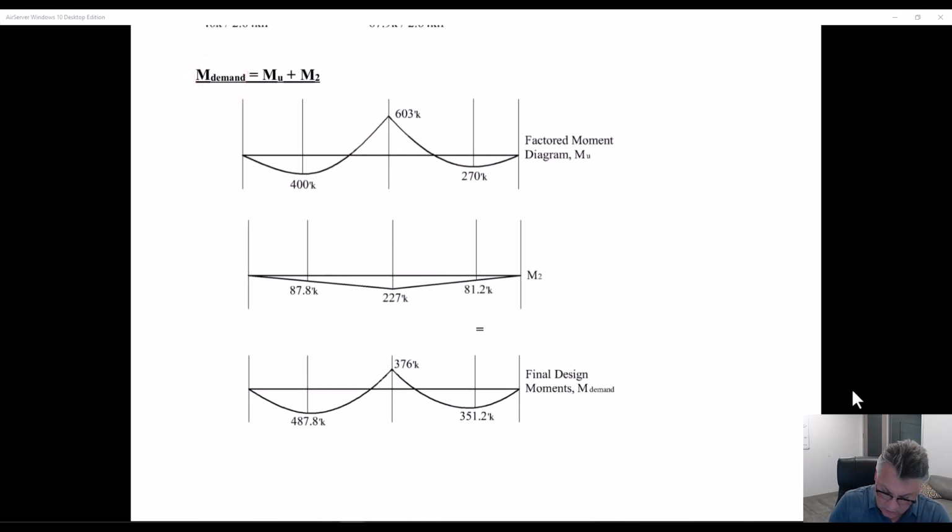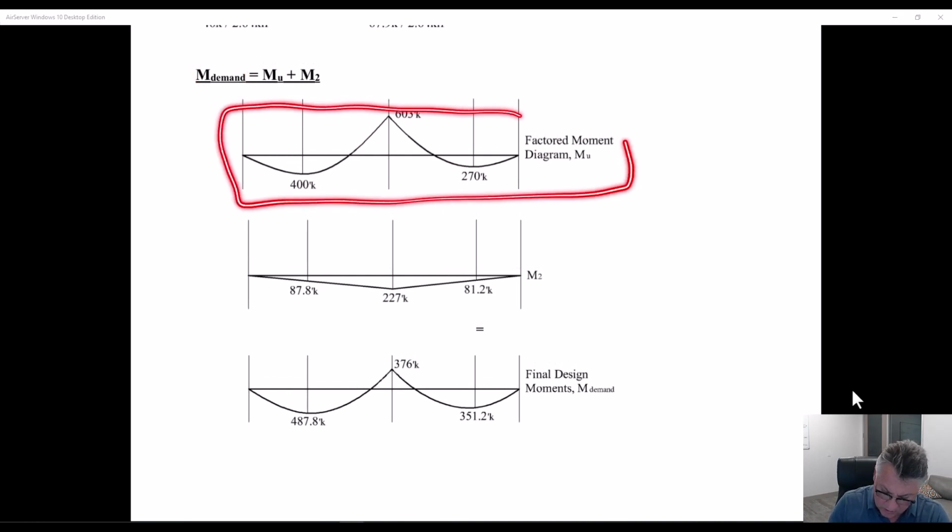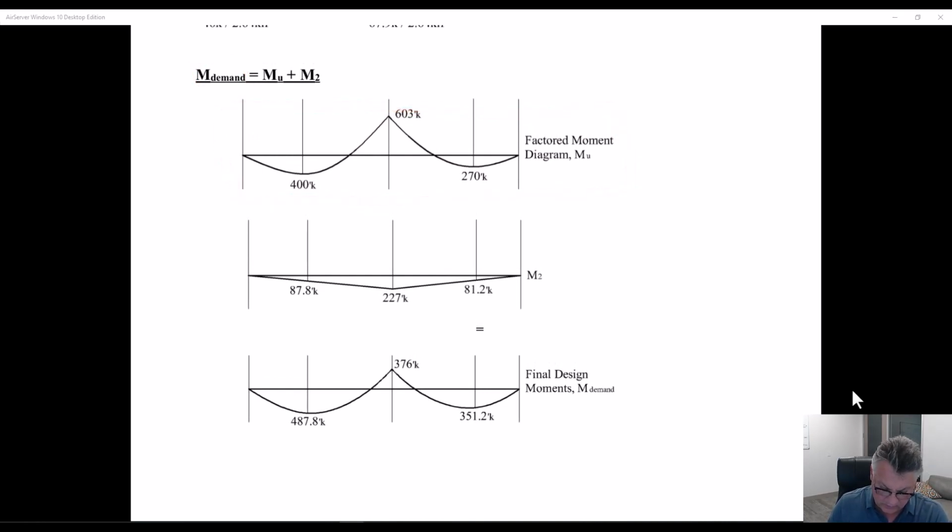Demand moment is MU, so this is our MU diagram at every location plus M2. Now notice a few things. First of all, MU is 603, but the second 603 with tension on the top of the beam. We're above this line, so tension is on the top of the beam. Draw all my moment diagrams to the tension side. This is also drawn to the tension side.